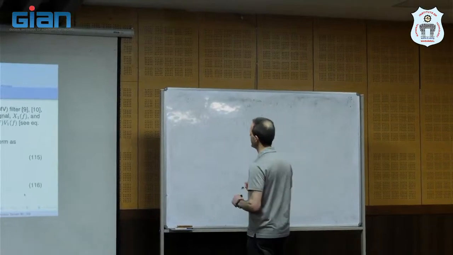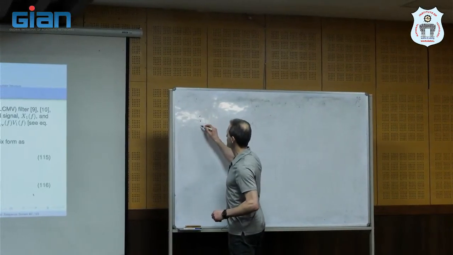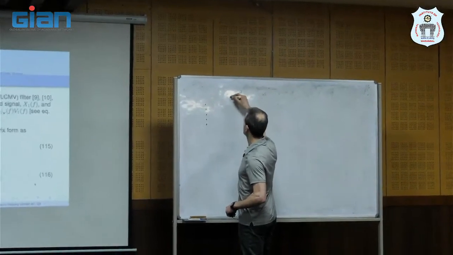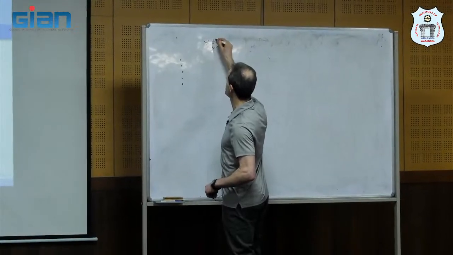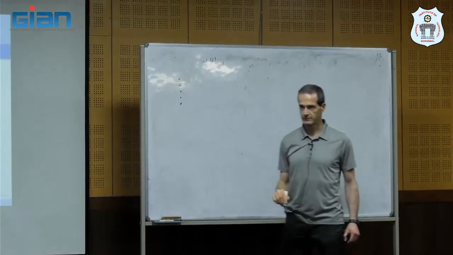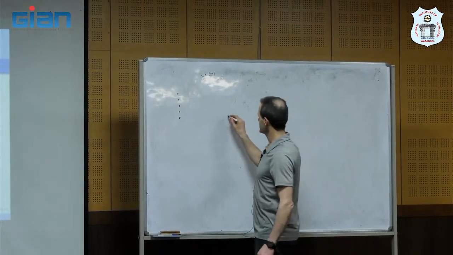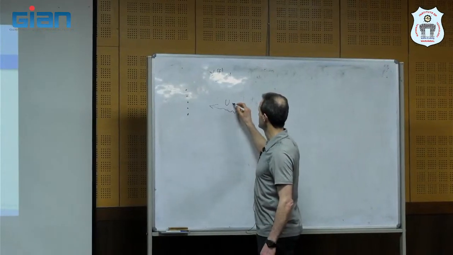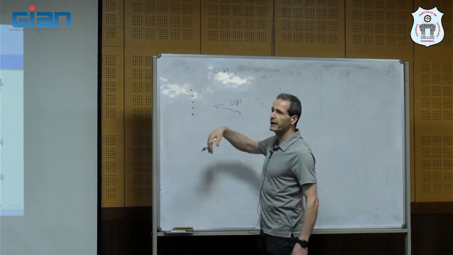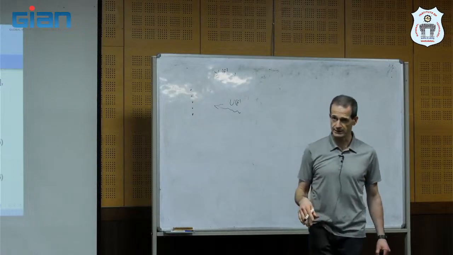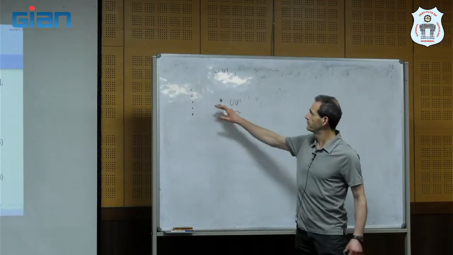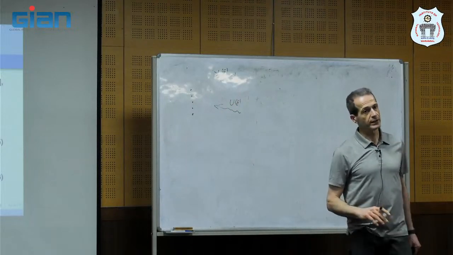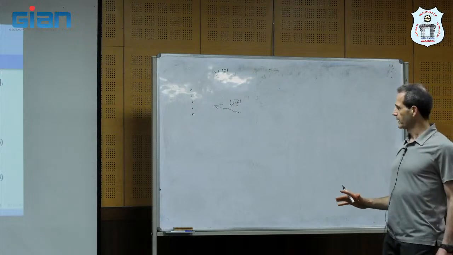So suppose that we have an array of sensors like this. And suppose that we have a desired source that comes from a certain direction, and we have an undesired source that comes from another direction. In addition, we have some other noise components. Maybe we have a few directional interferences. What can we do?